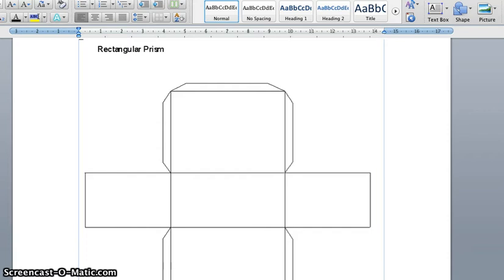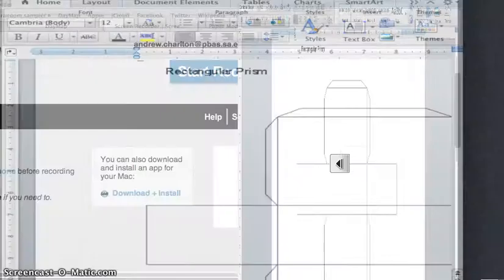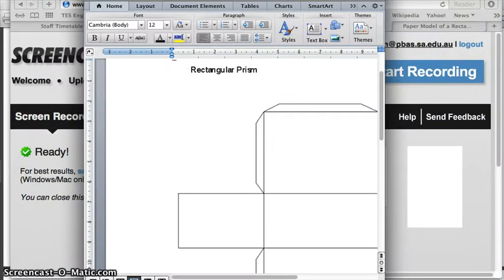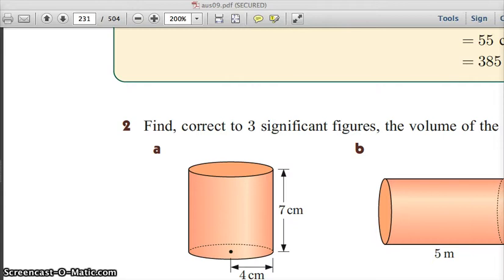Does that make sense? Yes? Yes, it does take some time. So what you do is you print it off, you bring it to me and I print it off in colour, and you paste it over the cardboard, so then you fold it and go from there. Alright? Okay, so calculate the volume.